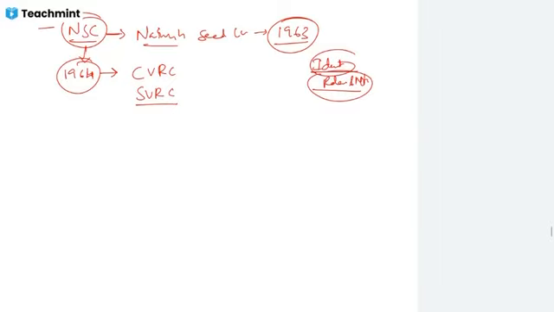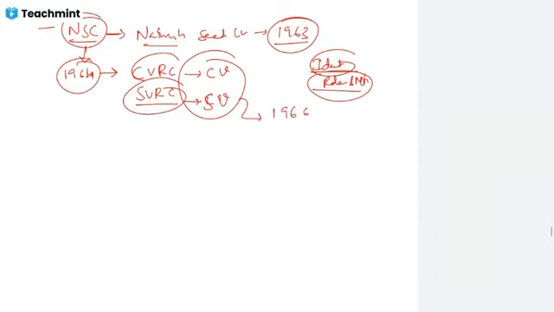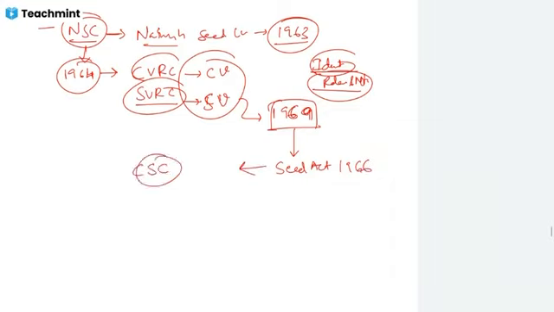It was started in 1964 with the Central Variety Release Committee for central varieties and the State Variety Release Committee for state varieties. This was functioning till 1969. After 1969, everything was handed over to the organization under the Seed Act 1966, the Central Seed Committee. The committee formed under this Seed Act, enacted in 1966, is the present sole organization that takes care of all these activities.